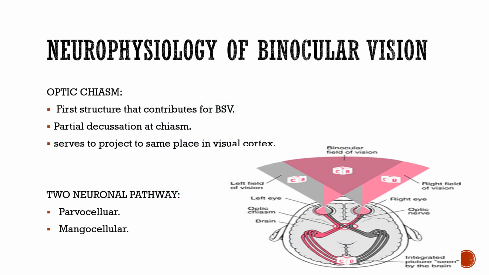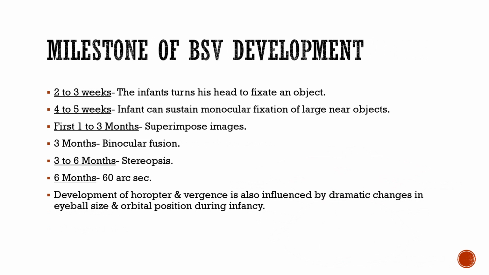A little bit of neurophysiology of binocular vision. The main structure providing BSV is the optic chiasma, and the neurological pathway is very important. The cells playing a major role are the parvocellular and magnocellular cells. These are the structures that help in passing the information and making BSV in the correct form for an individual. Now, the milestones of BSV development: it takes some time.